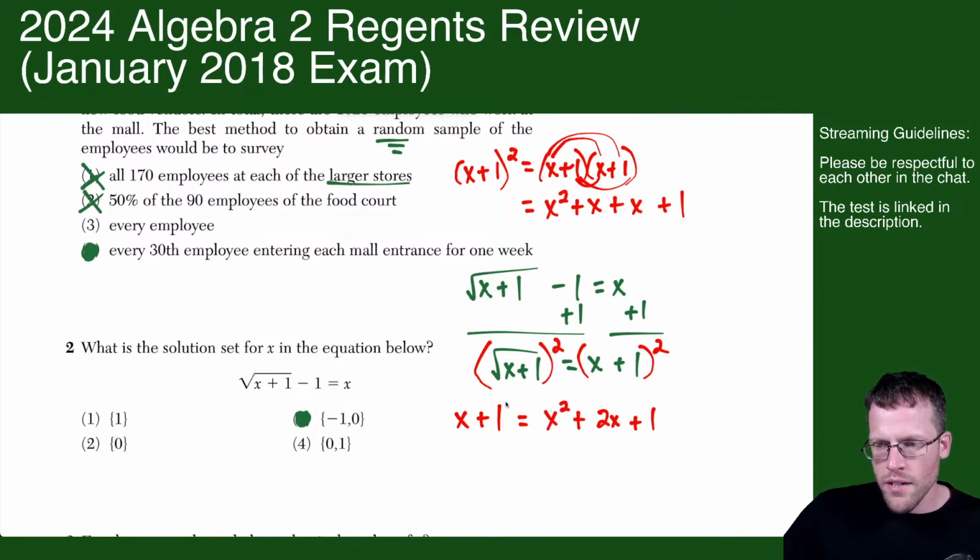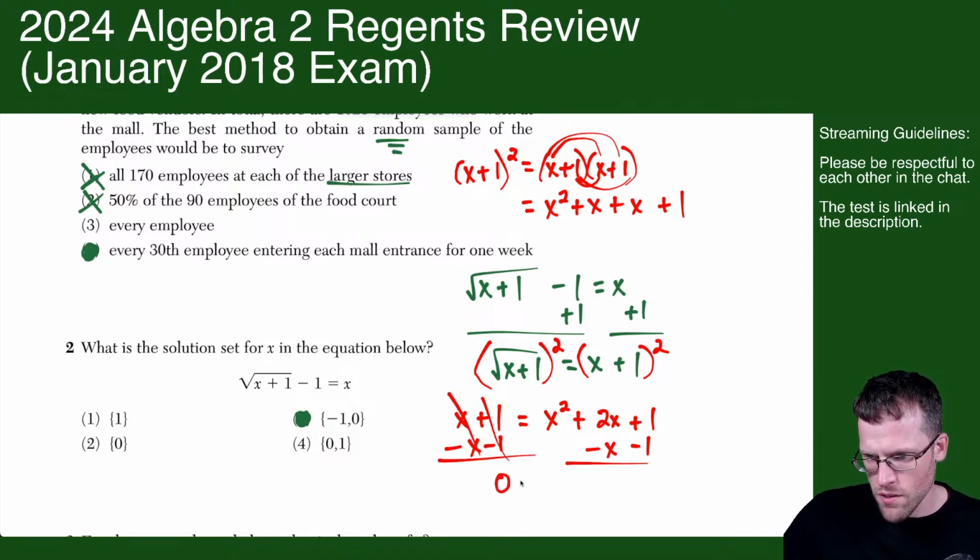Now, from here, I need to move everything to one side. So I go minus x, and I go minus 1. Okay. So now this cancels, this cancels. 0 equals x squared. 2x minus x is x. 1 minus 1 is 0. These just cancel out.